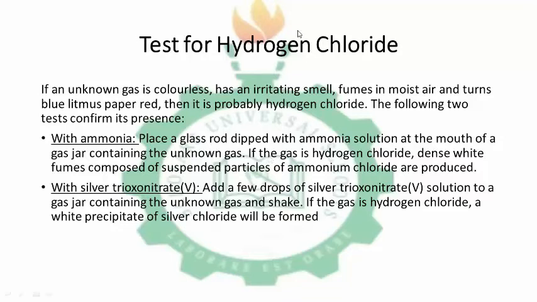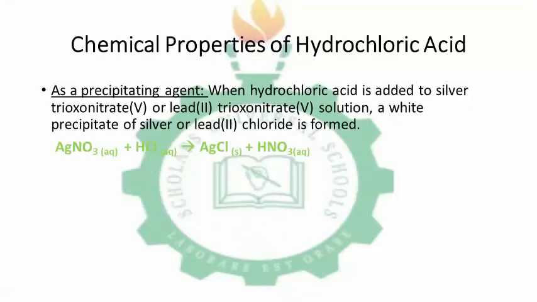Now you can see from this slide that when we place a glass rod that is dipped in ammonia solution at the mouth of a glass jar containing the unknown gas, if the gas is hydrogen chloride, a white dense film of ammonium chloride is formed. You can see that it also follows the same principle as the reaction of hydrogen chloride gas reacting with ammonia gas.